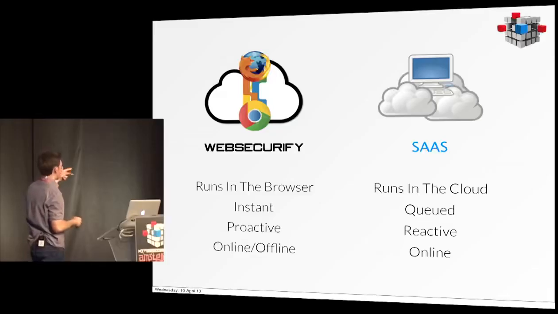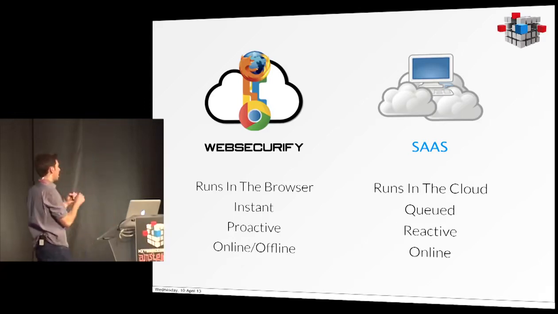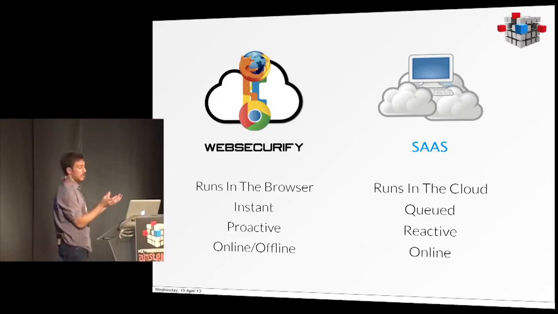Just to give you an example of the difference between this and software as a service: one of them runs in the browser, the other one runs in the cloud. It's pretty simple. One of them runs on your own hardware, the other one runs on different hardware. It's instant versus queued. If you use something like Qualys or some of the other services, you basically put a job onto a server, the server needs to perform the job, then the result comes back. That basically doesn't exist here. It's effectively an application. I would say it's an application. It's not a website. It's an application.